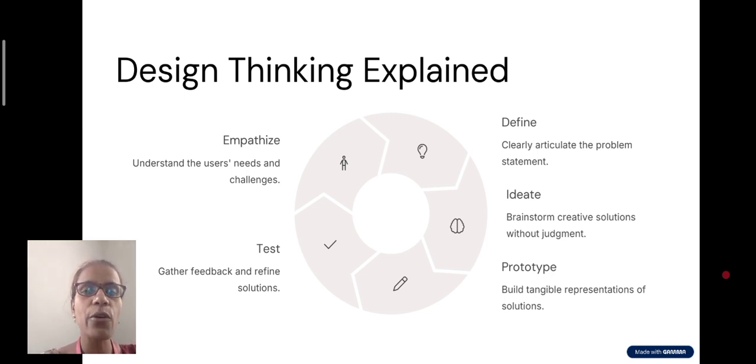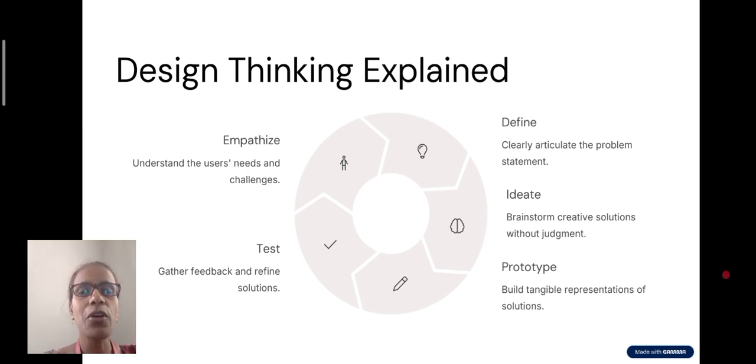After that, we are going to make the prototype based on the idea. For that we need to build tangible representations of solutions. Then in the last stage, we are going to make the test.